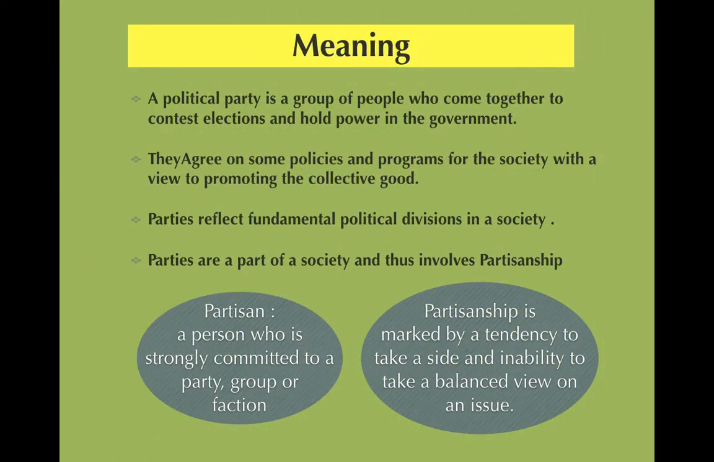Now let us first understand the meaning of political party. If we go by the definition, a political party is a group of people who come together to contest election and hold power in the government. So a group of people come together. The group of people who have common ideologies, common objectives, a common goal, these kinds of people make a group. They come together and contest election, and their goal is to hold the power in the government.